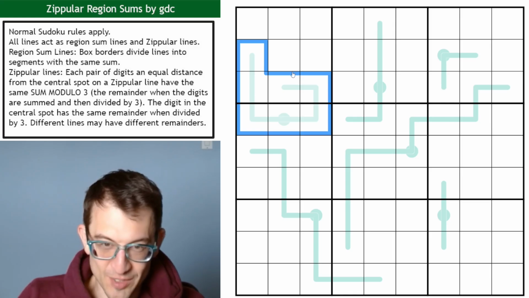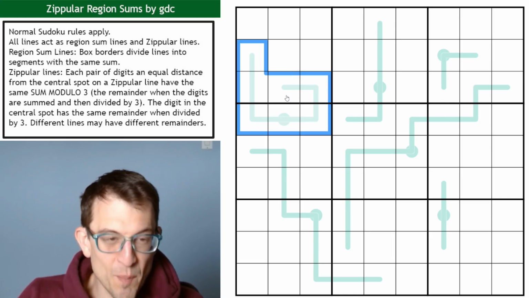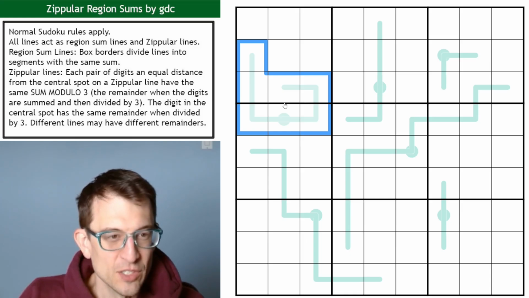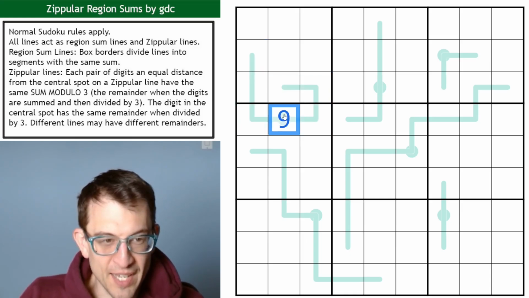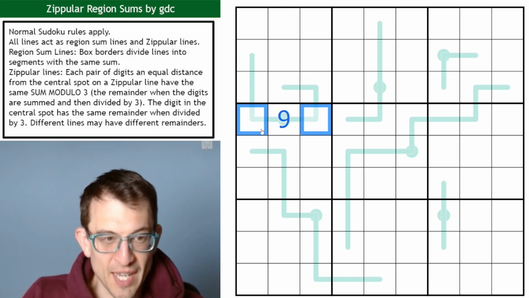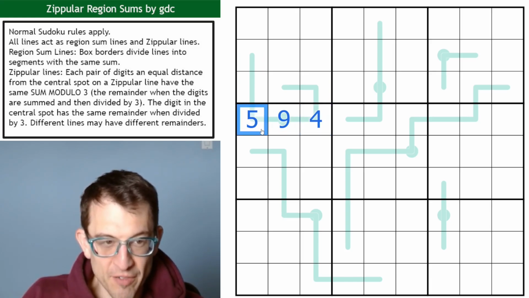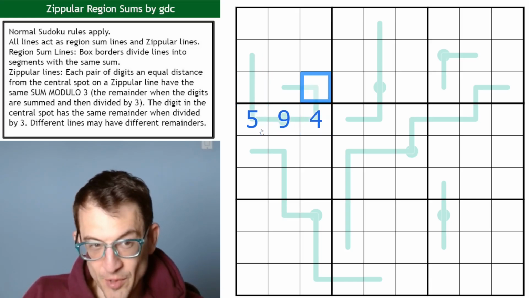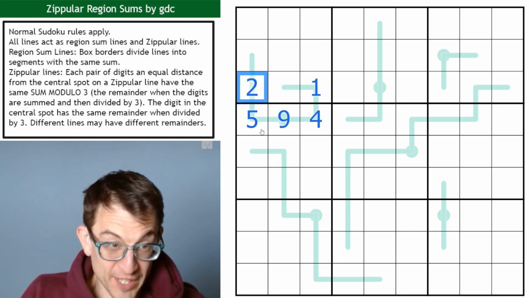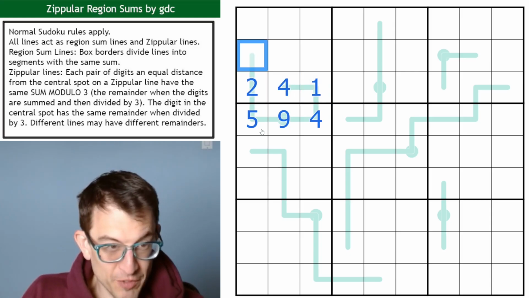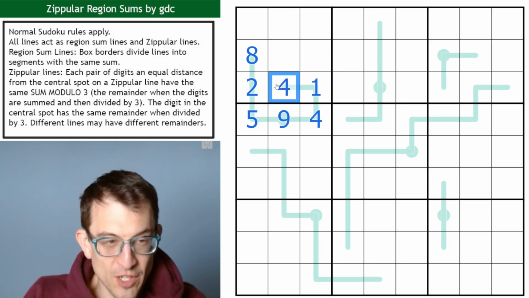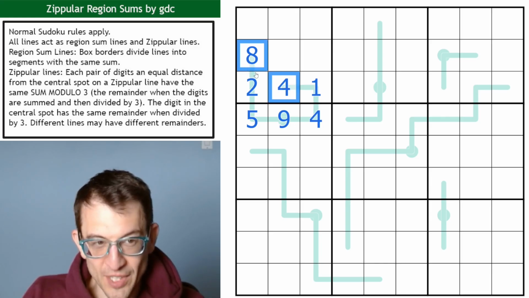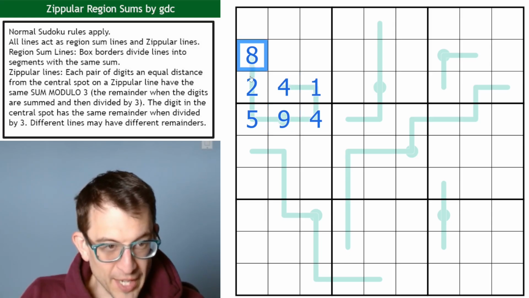They're zippular lines, which means that instead of having the same sum, they have the same sum mod 3. So if this were a 9, these two digits could sum to 9, like 4 and 5. Or they could sum to, say, 3; they could be 1 and 2. Or they could sum to 12; they could be 4 and 8. As long as the sum mod 3 is the same as the center, we're okay.